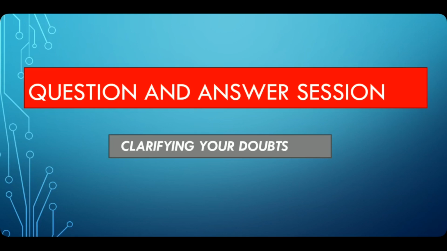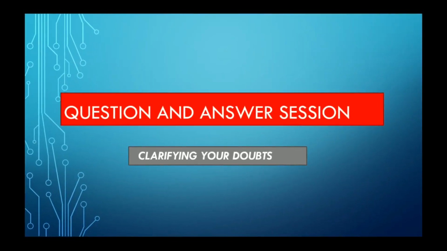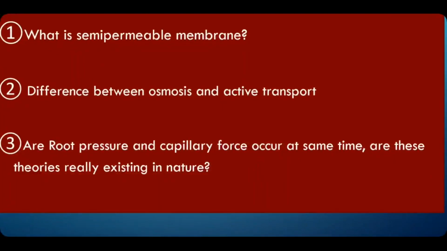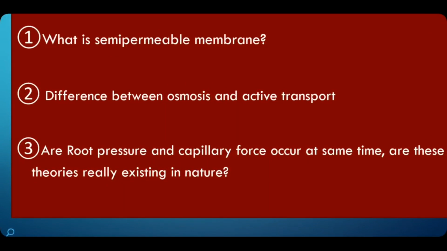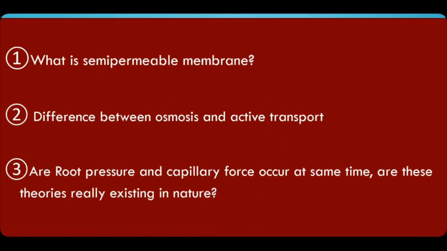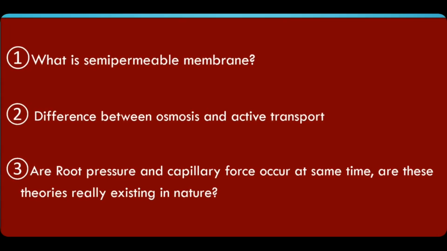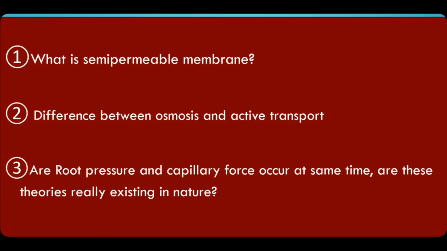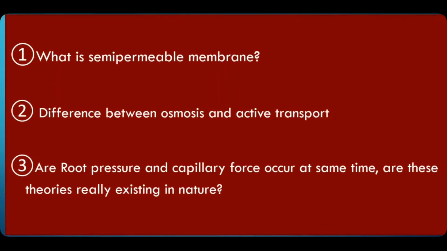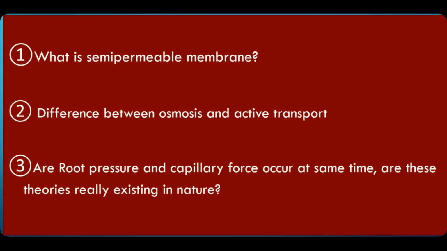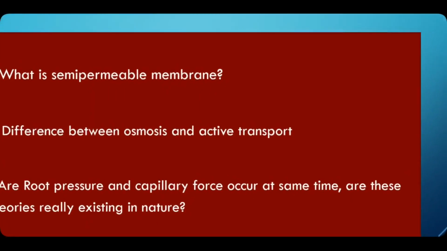Okay, so let us start this Q&A session with the first question: what is a semi-permeable membrane? A semi-permeable membrane is a type of membrane which allows certain substances to enter in, or selective substances to cross it. The membrane which allows certain substances to go across is called a semi-permeable membrane.